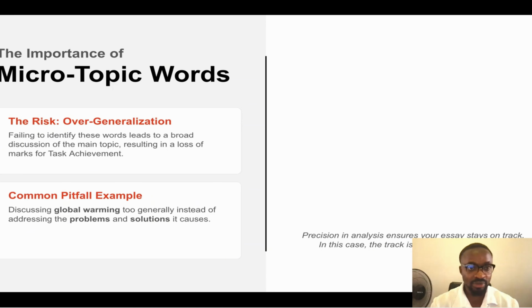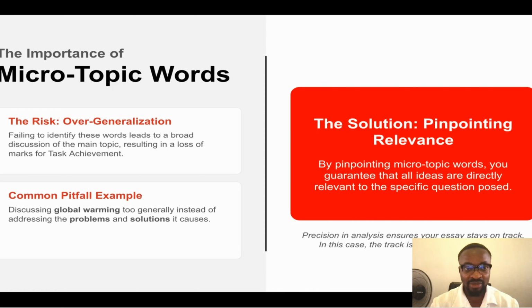So why do you need to identify the microtopic words? Because failing to identify these words leads to a broad discussion of the main topic, resulting in a loss of marks for task achievement. Discussing global warming too generally instead of addressing the problems and solutions it causes. So this is what would happen if you do not identify the microtopic words.